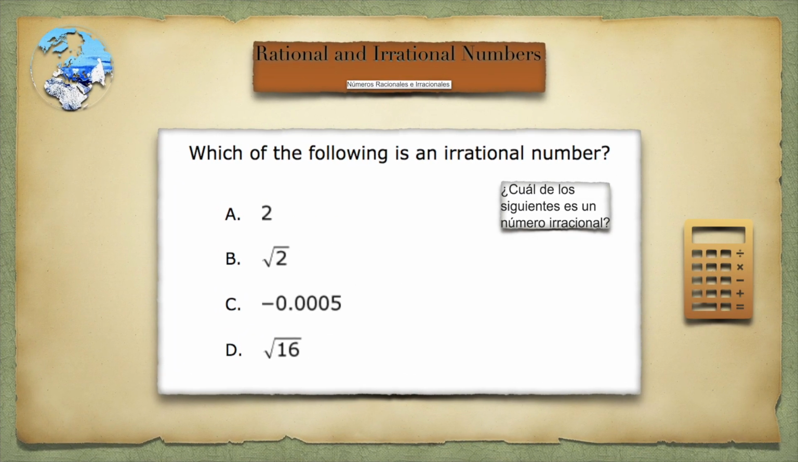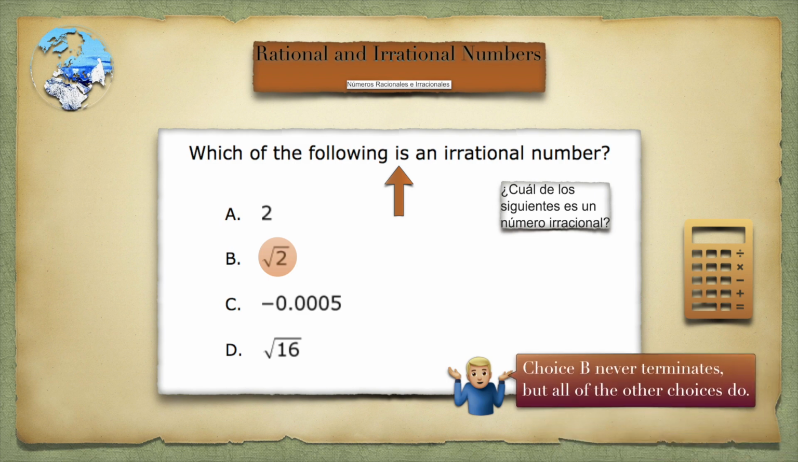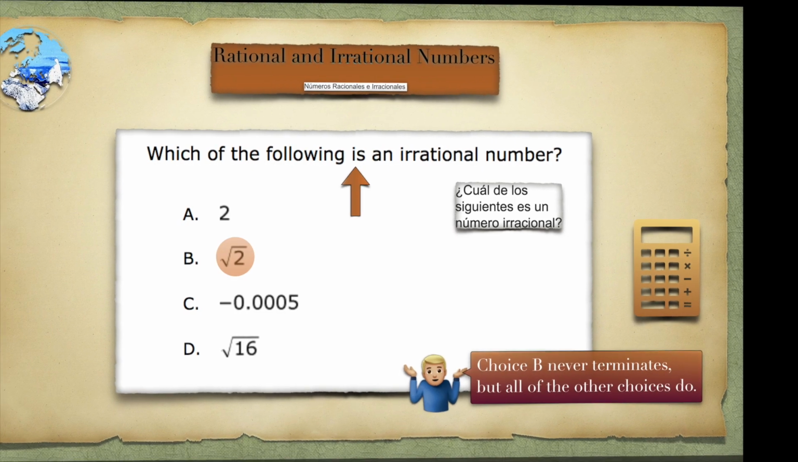Okay, which one of these does not terminate? 2 certainly does. Negative 0.0005 certainly does. And the square root of 16 would be 4. But the square root of 2 would just go on and on and on forever and be irrational.